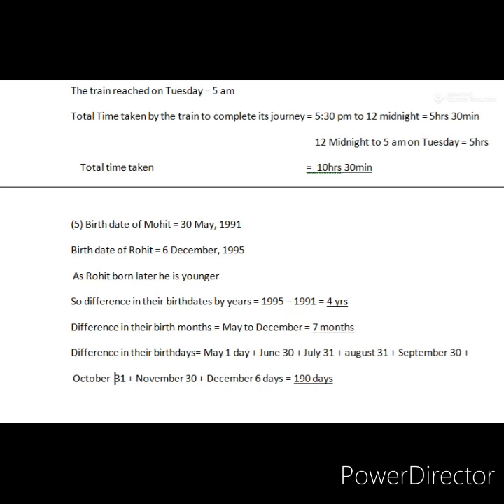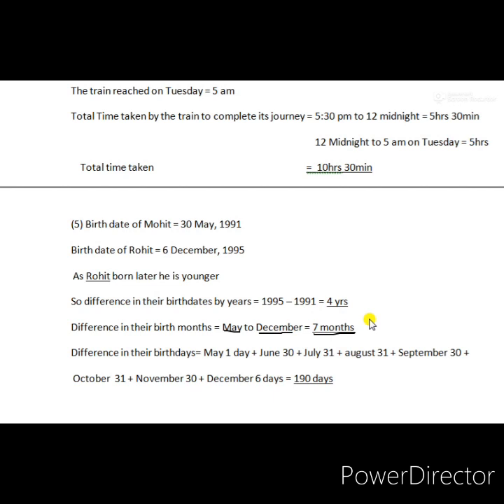Now we have to find the difference in their months. Here Mohit was born in May and Rohit was born in December. So count the months between May and December. From May 30th, that means he was born at the end of May, so May we can leave. So June, July, August, September, October, November, December. So December minus May, there will be 7 months between these two birth months.